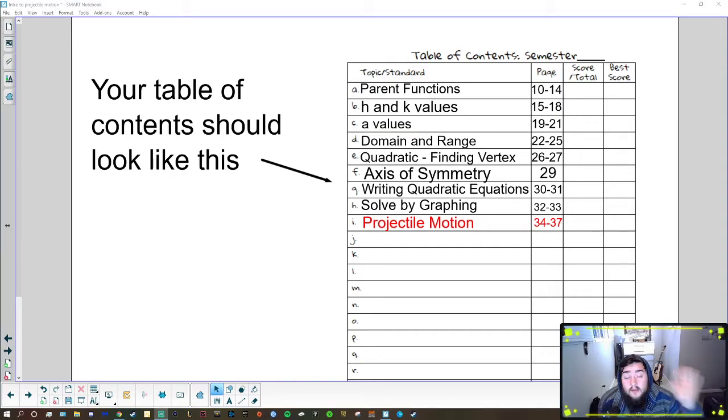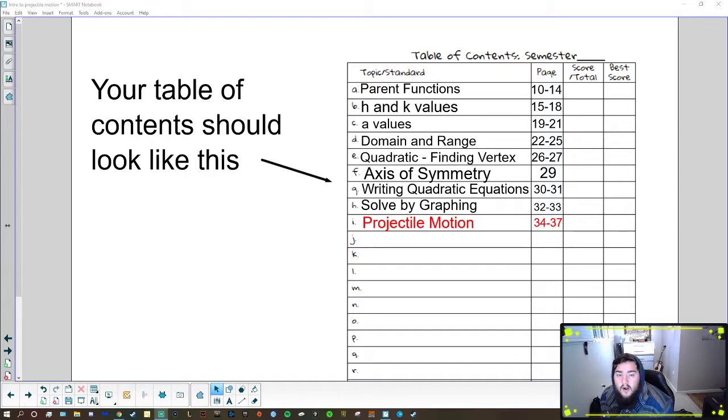Good morning, Algebra 2, and today we are doing this Ed puzzle and finishing up our notes on projectile motion. So make sure your table of contents looks just like this. Add projectile motion to the next line. Pages 34 to 37 is where we're taking notes.